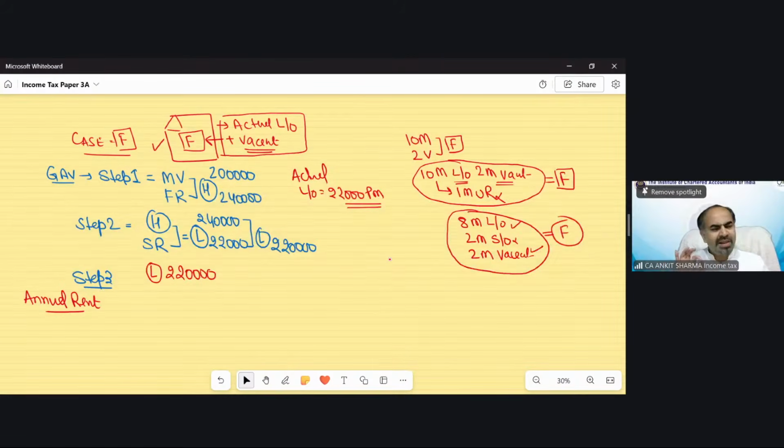Can you tell the difference? What is the difference between actual rent received and annual rent according to you? What is the basic difference in these two terms? Actual rent received means the amount you actually received.